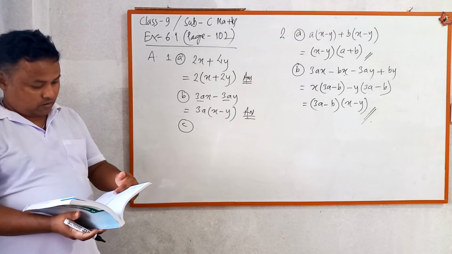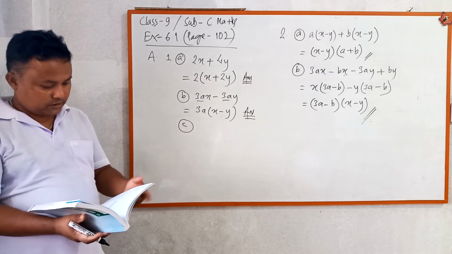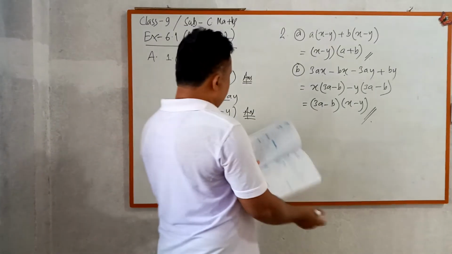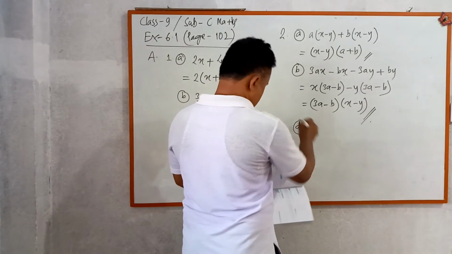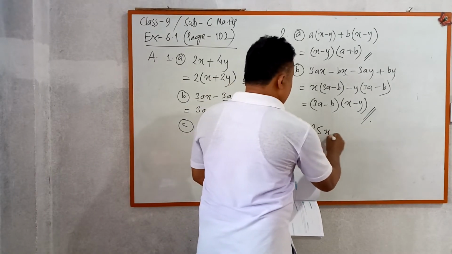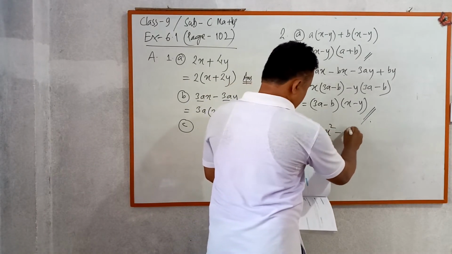Now, I am leaving C number for your practice. Now look at the D number. D number, how can we factorize? D number is 25x square minus 1 by 36y square.